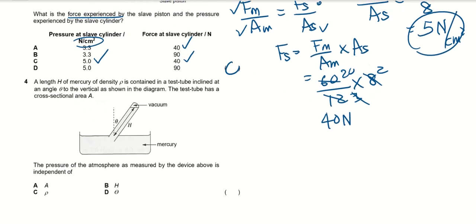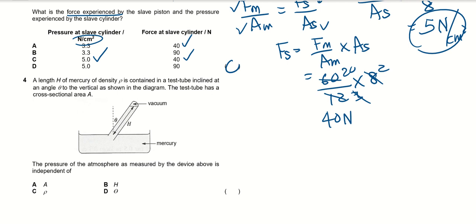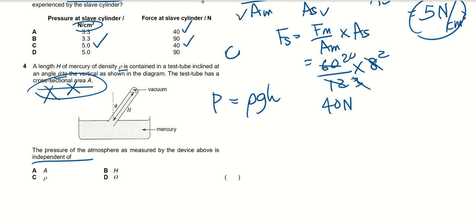Okay, now this question: a length h of mercury of density rho is contained in a test tube inclined at an angle theta to the vertical. The test tube has a cross-sectional area. Okay, you know that cross-sectional area doesn't play a part in the measurement of the atmospheric pressure, right? Because the pressure is determined by rho g h. So you don't see any area inside, it doesn't play a part. Okay, so it is independent of A.